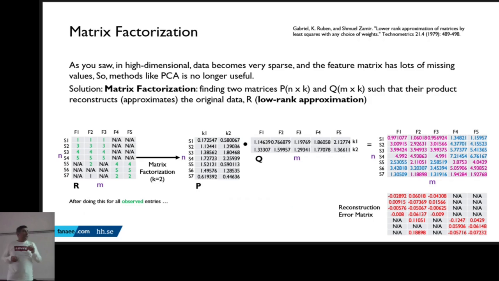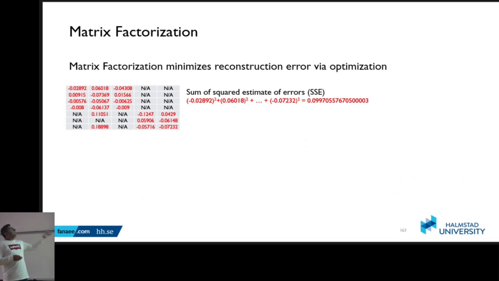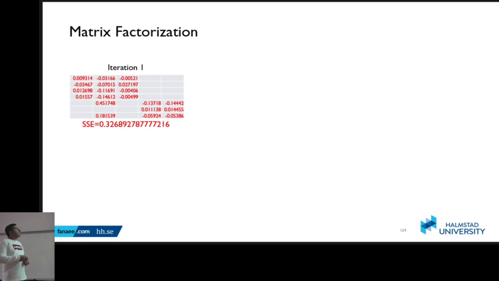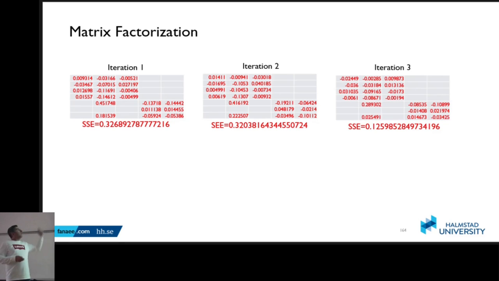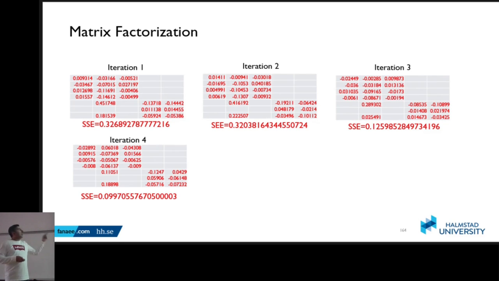We put this in the reconstruction error matrix. We do this for all observed points; we don't care about the missing values, because we cannot compute the error between a missing value and the prediction. So matrix factorization minimizes the reconstruction error via optimization. This is the basic idea. You compute the sum of squared errors: this error squared plus this error squared plus all of these errors squared becomes this value. During optimization, by iterations, matrix factorization tries to reduce this error from 32, to 12, and then 0.09. If our tolerance for error is 0.1, this is a stop point. It's good enough, stop iterations.